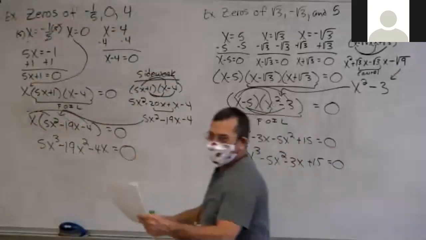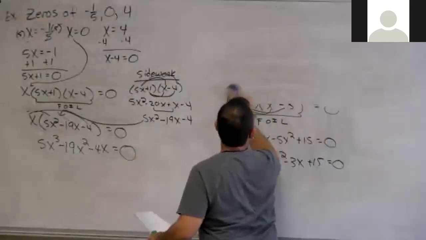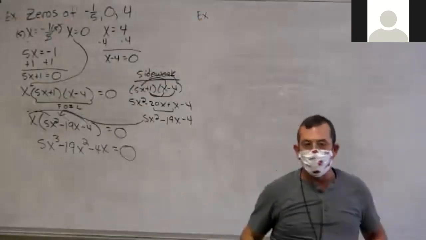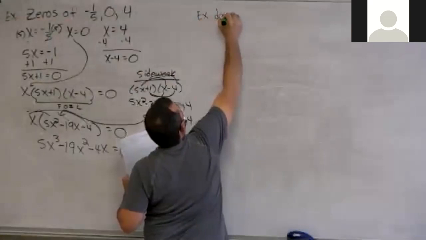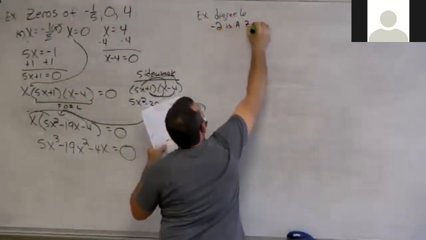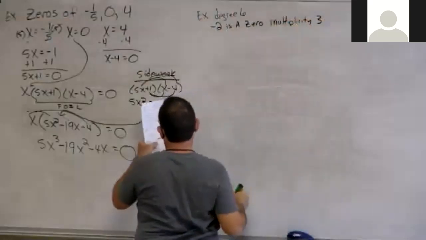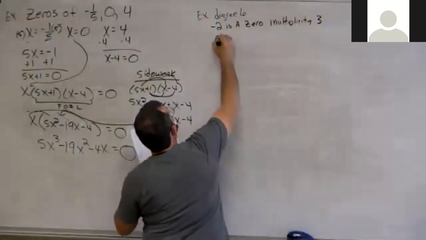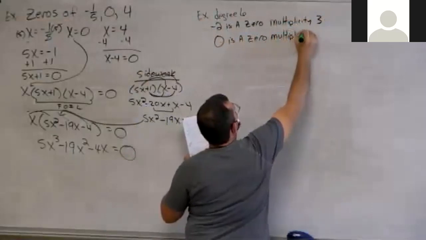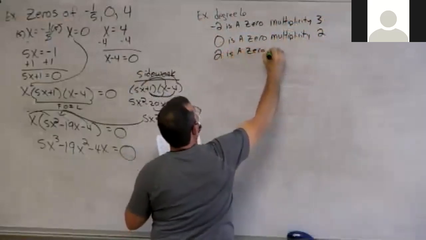Whew, I'm gonna try to start this one, but we might not finish this one, okay? But some of y'all like to work ahead, and I'll show you what they mean by certain words here. They're telling me this will be a degree 6. So it's going to be a degree 6. The zeros are, so negative 2 is a 0. Multiplicity 3. Zero is a 0. Multiplicity 2. And then 2 is a 0. Multiplicity 1.